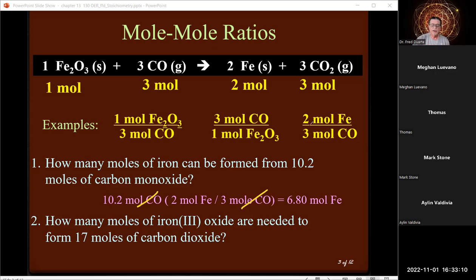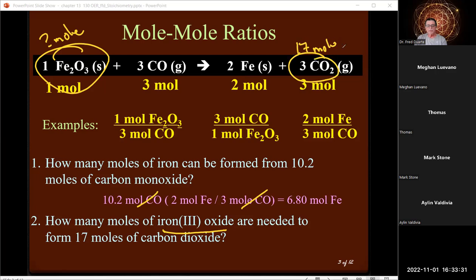The second problem says how many moles of iron 3 oxide are needed to form 17 moles of carbon dioxide. So we're looking at this, and I marked my equation so I can know what I'm working with. We need to make 17 moles of carbon dioxide. So our concern is the relationship between iron 3 oxide and carbon dioxide. What's happening with the others, we're not concerned about. That relationship is a 1-to-3 ratio: 1 iron 3 oxide to 3 carbon dioxides.